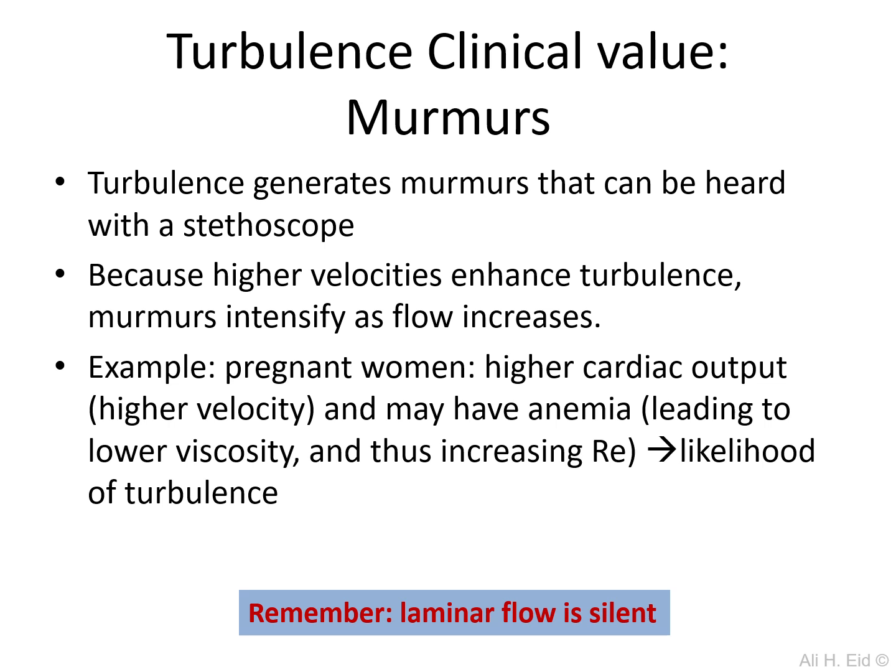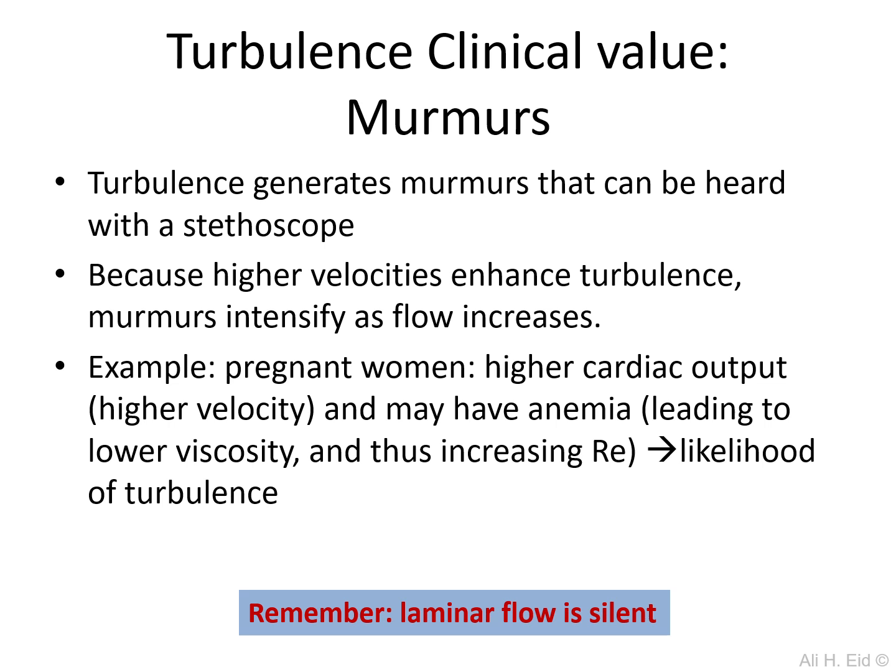One of the other clinical values of this important concept that we're explaining in vascular physiology is that turbulence is going to create sounds, generates murmurs that you can hear with a stethoscope. Because higher velocities are going to enhance turbulence, murmurs are going to be intensified as the flow increases. For example, in the pregnant woman, there's going to be a higher cardiac output, obviously. That means higher velocity. And remember the equation, the higher the velocity, the more likely that we'll have turbulence, right? Because Reynolds number is going to increase.